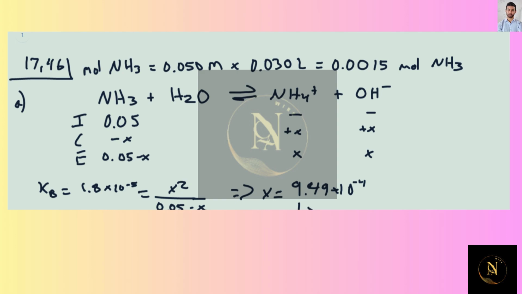And if we take the negative log of this, we get pOH is equal to 3.02, and pH is equal to 10.98, which is our value of the pH for part A.